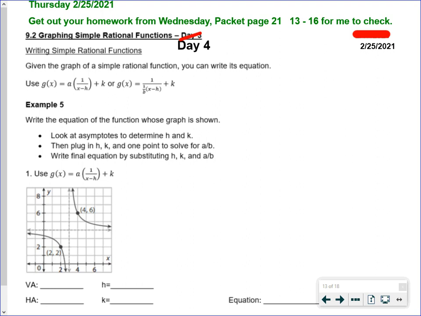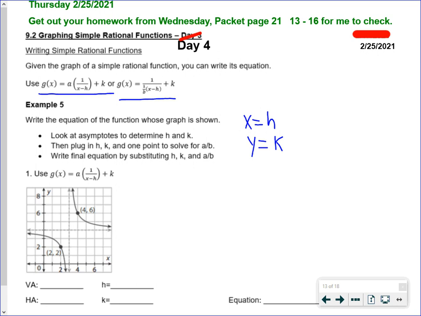This g of x equals a times 1 over x minus h plus k, or this g of x equals 1 all over 1 over b times x minus h plus k. So how we go from a graph into this equation is that we're going to look at the asymptotes of the graph. We're going to figure them out because remember, our asymptotes will be in the form x equals h or y equals k. So those will be our forms for the two asymptotes. And once we figure out what our asymptotes are, we'll have our h and our k. We'll plug it back into one of those two equations, whichever one we're asking you to plug them into.